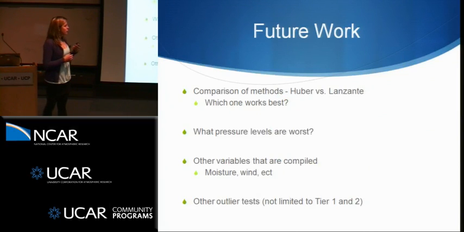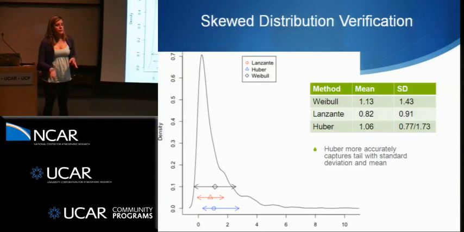And also, we want to look at other variables such as moisture and wind. Moisture tends to be skewed and so does wind. So, back to the statistical stuff.